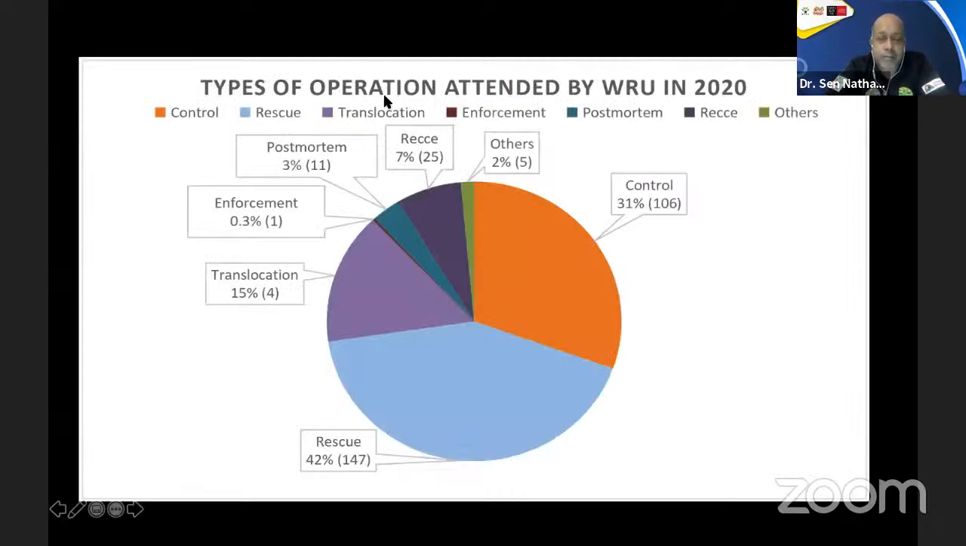Now, just to give you a snapshot of the type of operations attended by Wildlife Rescue Unit in 2020, the big bulk of it was on rescues, 42%. Next would be wildlife controls. And then you have smaller pieces of the pie, which were translocation operations, enforcement, post-mortem, recce, and others.